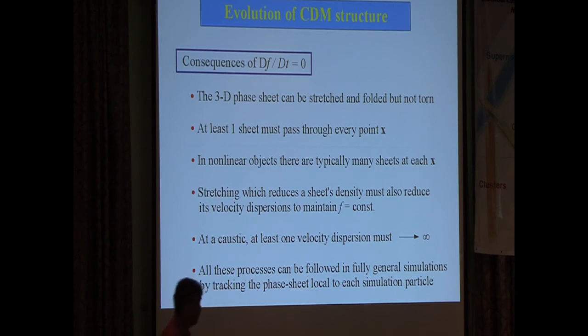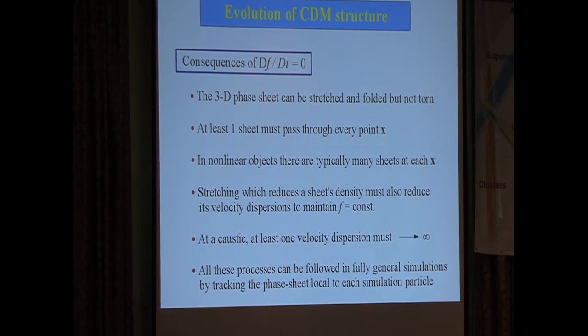In typical nonlinear objects, there are actually many sheets at every point, and these are what people call the streams. And what you saw when I showed you the velocity distributions is near the sun, there are so many streams you can't see them in the simulation. You don't see any particular preferred velocities.